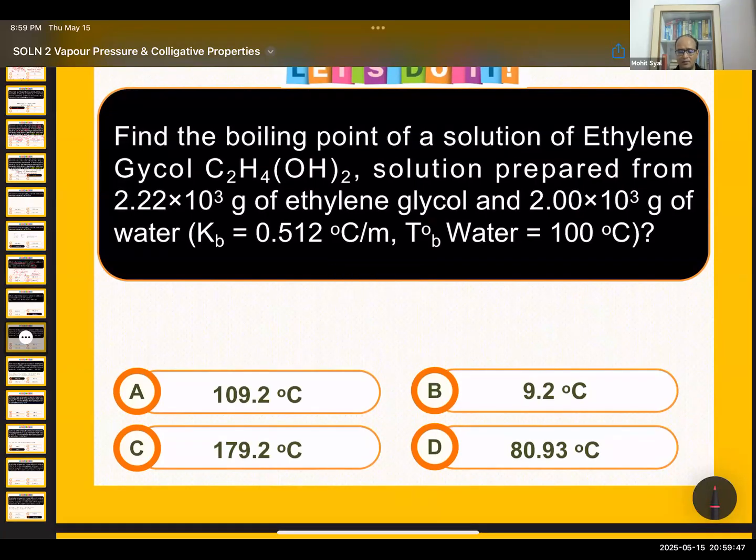Yeah, this is also a simple problem. You can find the moles and just note it down, and I will tell you the answer. I hope everybody can do this problem.